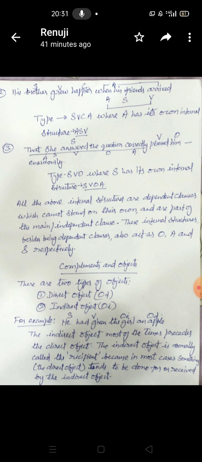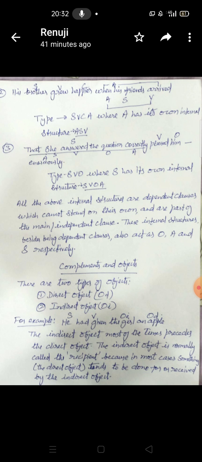Now all the above internal structures are dependent clauses. They cannot stand on their own, and in order to become meaningful, they have to be part of the main clause. Otherwise, as we can see, they are part of the main clause, the independent clause, and these internal structures, besides being dependent clauses, also act as O, A, and S respectively.